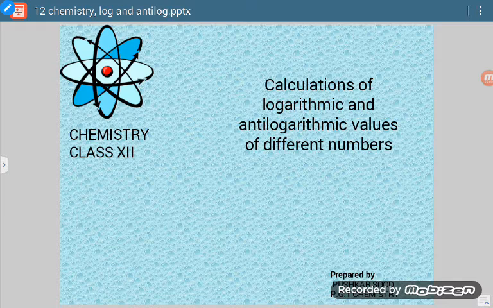So today we are going to discuss a very important topic which is required for your numerical portion of chemistry, how to calculate log and anti-log values for a given number.